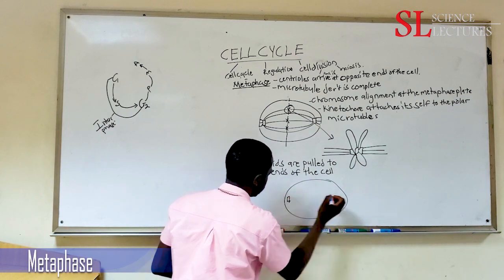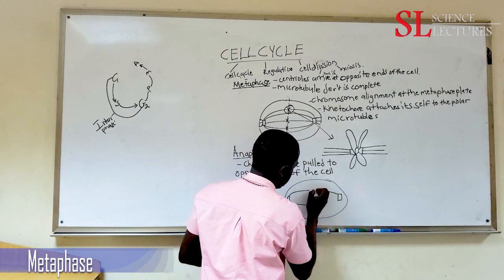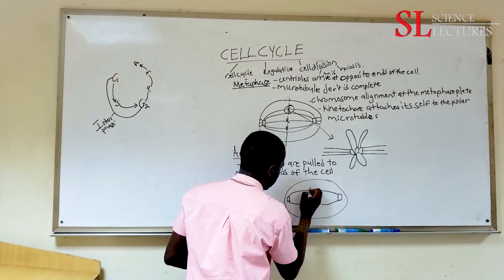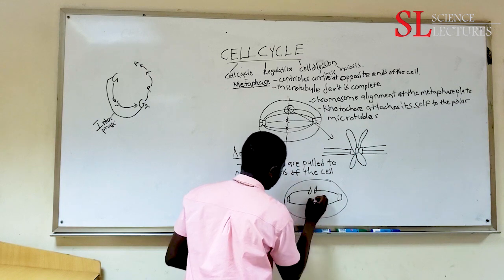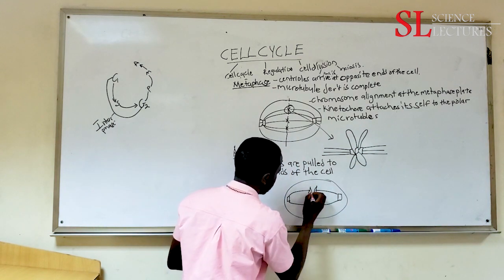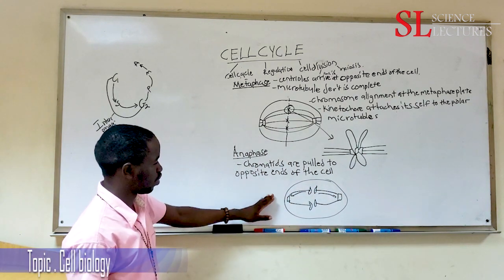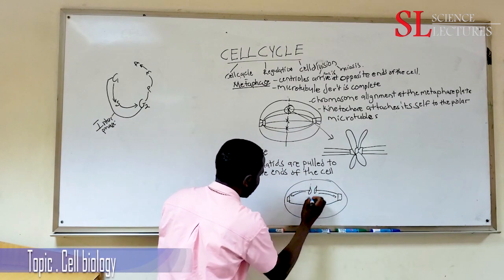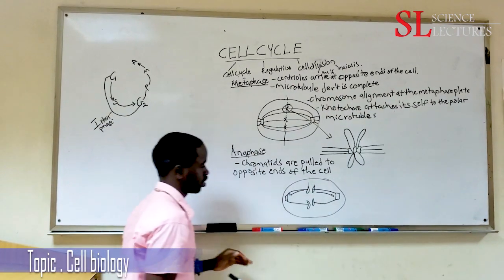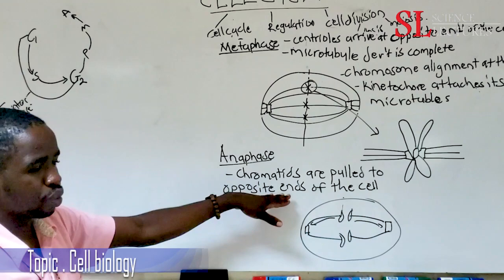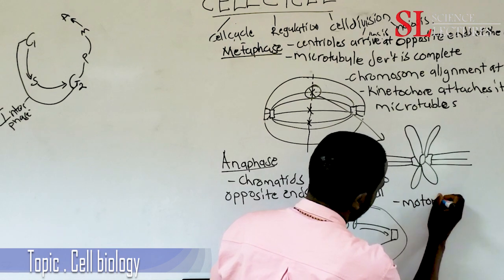So I'm assuming still this is my cell. These are my microtubules, and these are my chromatids. Now the centromere shall disappear, and this one shall go as individual chromatids. This one shall be pulled this way, and this one shall be pulled that way. Such that at the end of the day, one daughter cell takes the same number of chromosomes, and the other daughter cell also takes the same number of chromosomes. And this pulling is aided by what we call motor proteins.